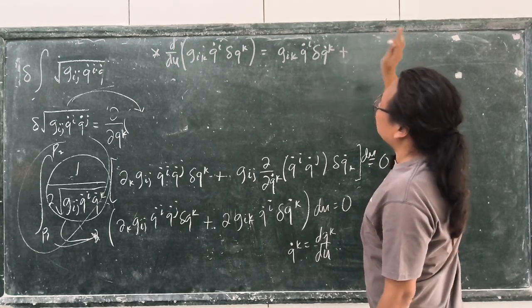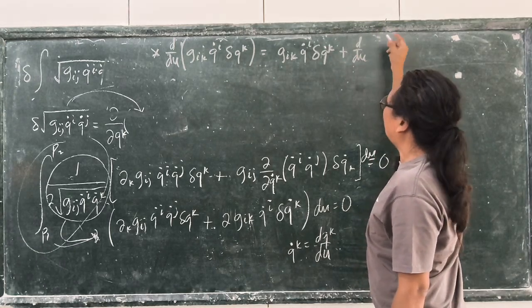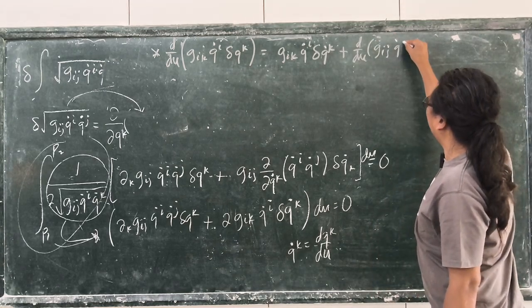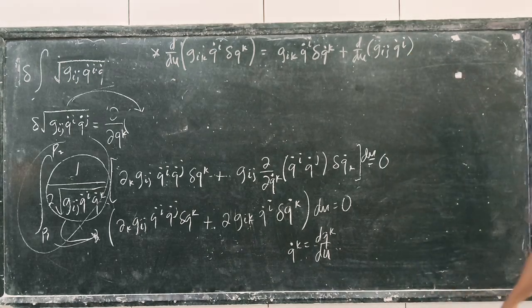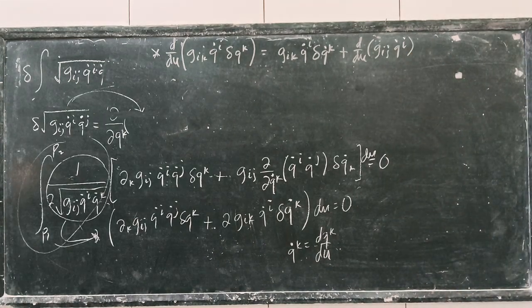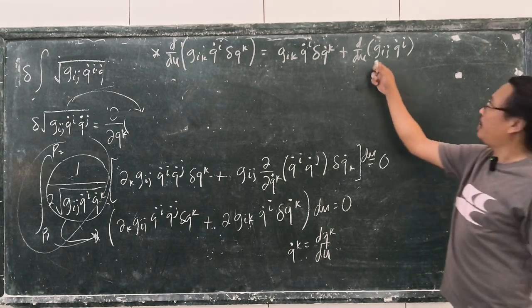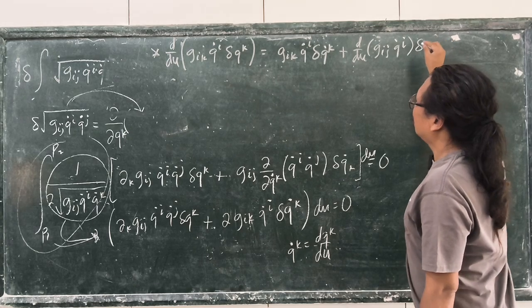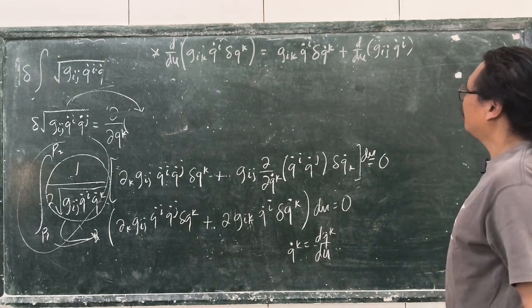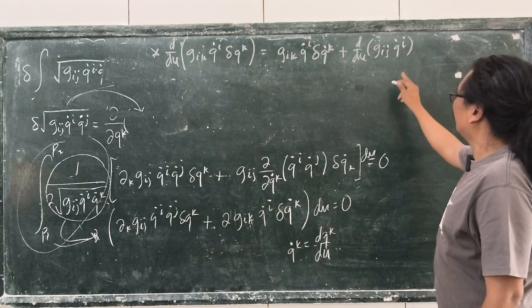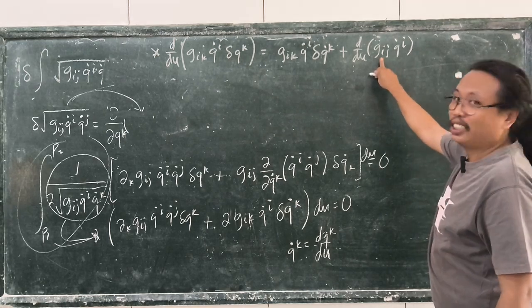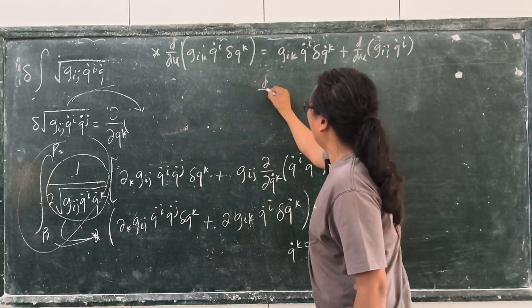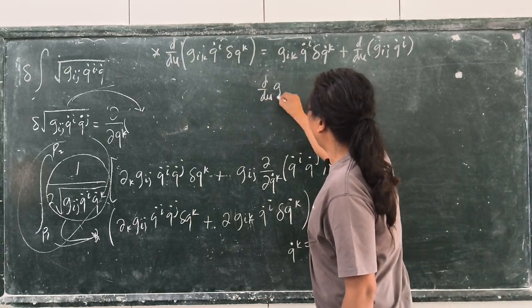So what is my total d over du of Gij Q dot I? First, the second, sorry, this is delta Q. And what is this? This is d over du of Gij. Now, let's calculate d over du of Gij.